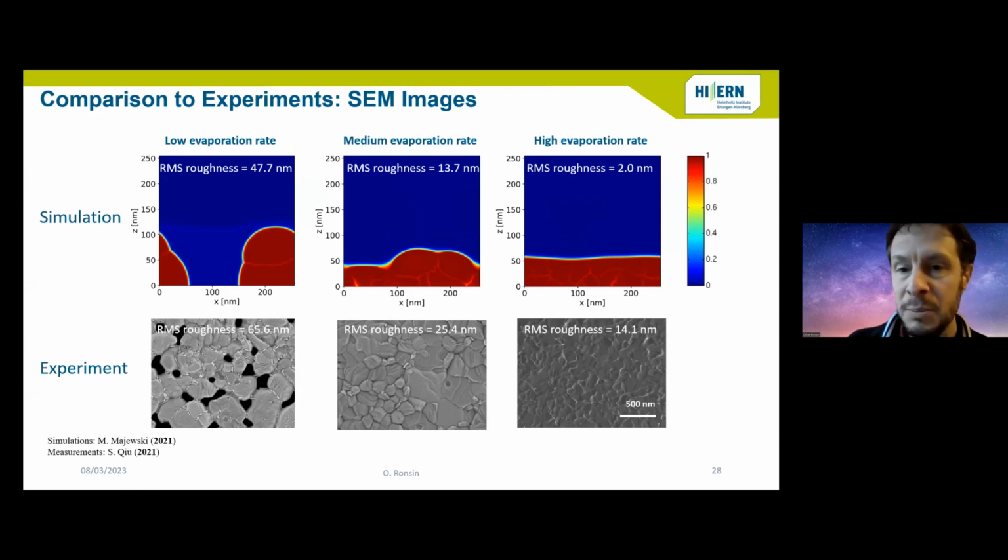Okay, so this is the first preliminary example of what you can do with our code. And further on, of course, you can investigate how the processing conditions, like not only evaporation rate, but initial film height, initial concentration, impact the final morphology, for instance.